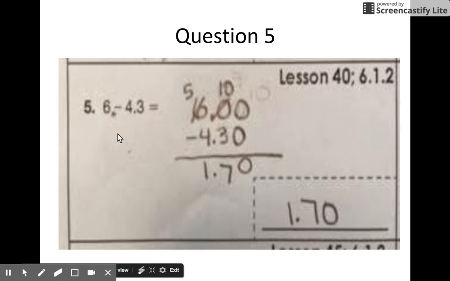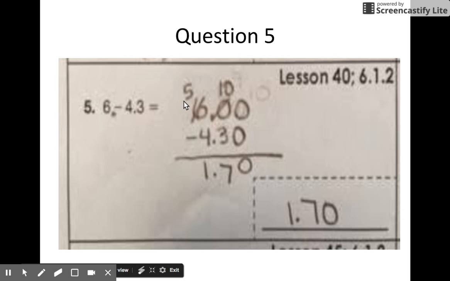Question 5. We're going to take 6 minus 4 3/10. Since 6 is a whole number, we put the decimal after the 6. When we set up our equation, we make sure that we line up the decimals. So we add 6.00, so all the numbers line up. Then we subtract. 0 minus 0 is 0. Since we cannot take 3 away from 0, we need to borrow from the 6.